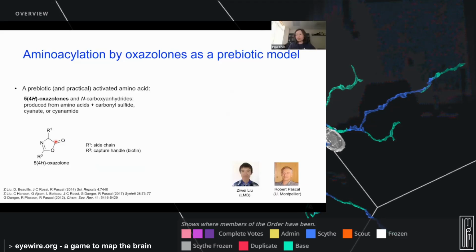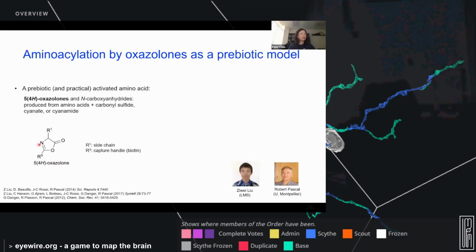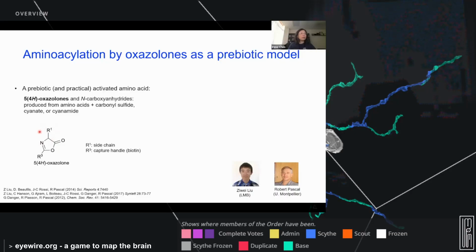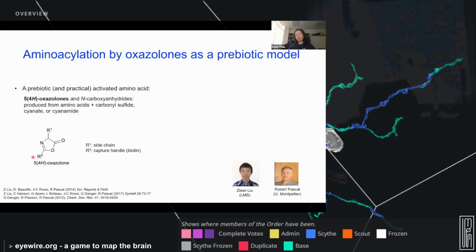To get this started, we worked with Ziwei Liu and Robert Pascal at the University of Montpellier, who had proposed these activated amino acids. These are 5(4H)-oxazolones, and you can see the amino acid backbone here. This is going to be an amine, and we'll have a carboxylate here. Our side chain will go here at R1. And at R3, Ziwei could put in something convenient for us, which was a biotin, a nice handle for our selection.